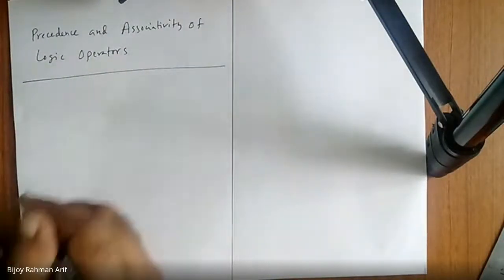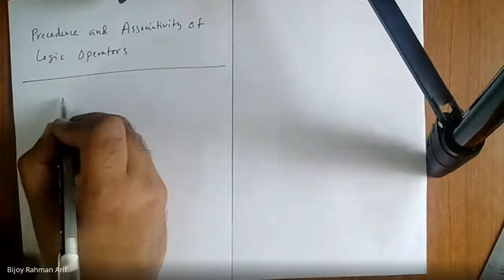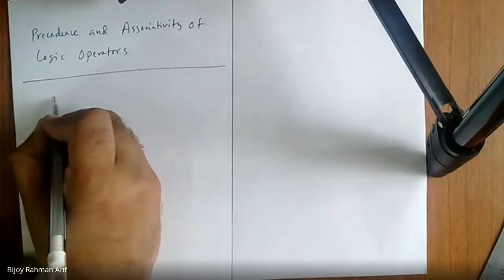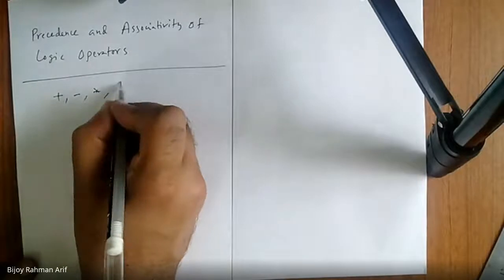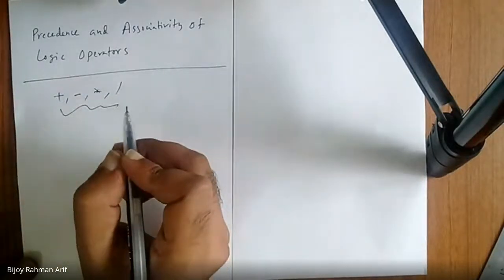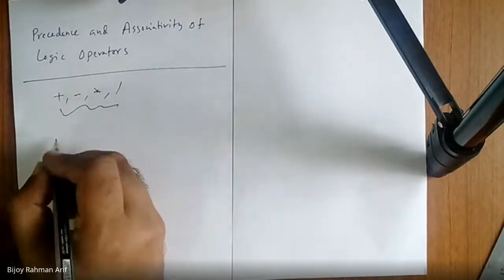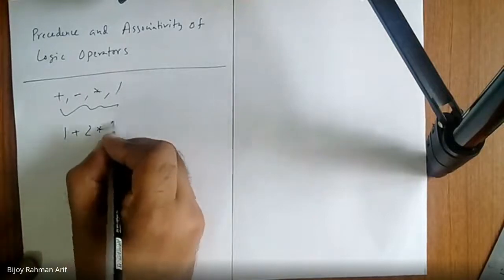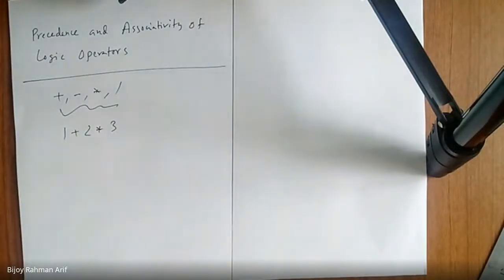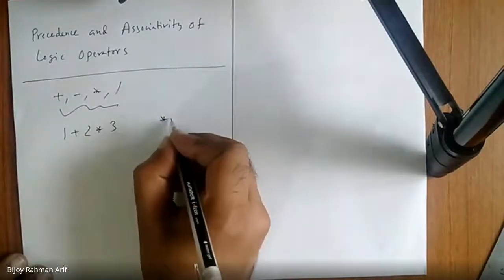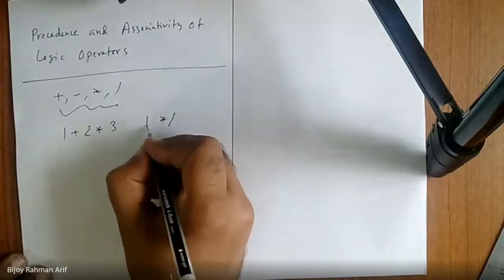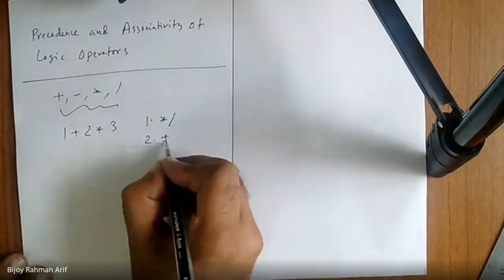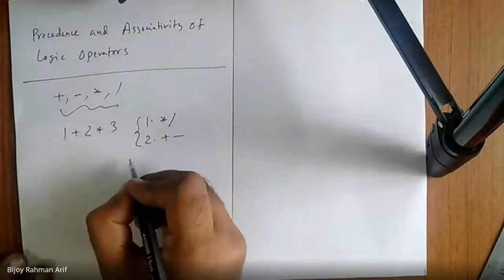So we know that whenever there are plus, minus, star, and division in a single statement, which one do we do first? Let's assume we have 1 plus 2 star 3. Which one do we do first? 2 into 3. So we say star and division have higher precedence than plus or minus. This is called precedence.